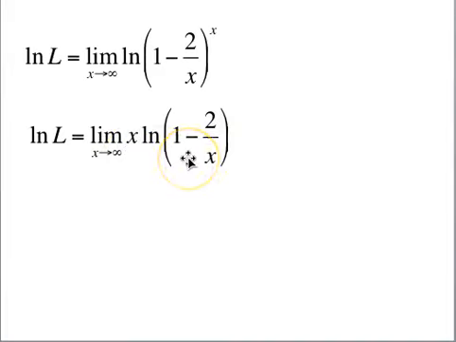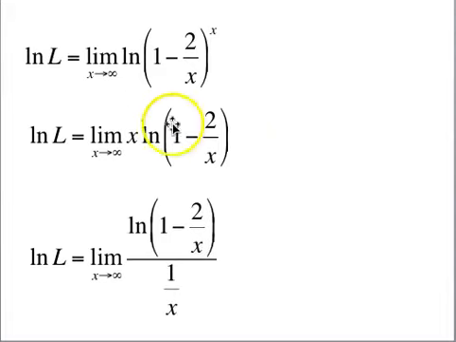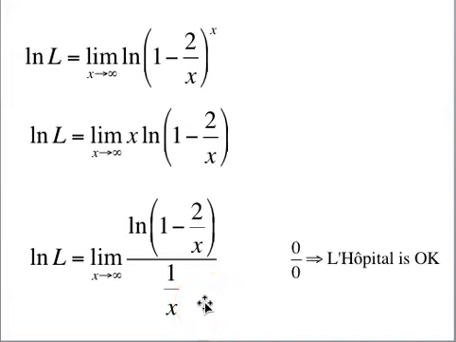Infinity times 0 is not fair to use L'Hopital. 0 over 0 would be fair, infinity over infinity would be fair. So I'm going to rewrite multiplying x as dividing by 1 over x. Multiplying by x is the same as dividing by 1 over x. The top goes to natural log 1, which goes to 0. The bottom goes to 1 over a large number, also goes to 0.